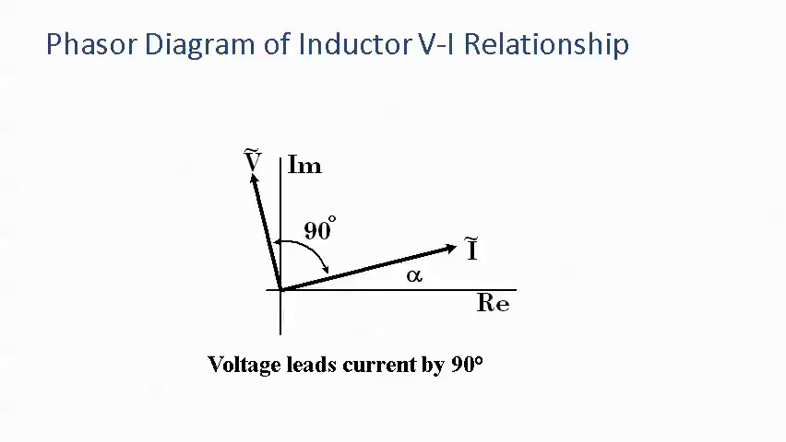Let's look at the phasor diagram between voltage and current for the inductor. If the current were, say, alpha radians or degrees from the real axis of the complex plane, the voltage phasor would have to be 90 degrees ahead of it. Remember that phasors are said to be spinning in the counterclockwise direction around the origin of the complex plane. So the voltage will lead the current for a pure inductor by 90 degrees.